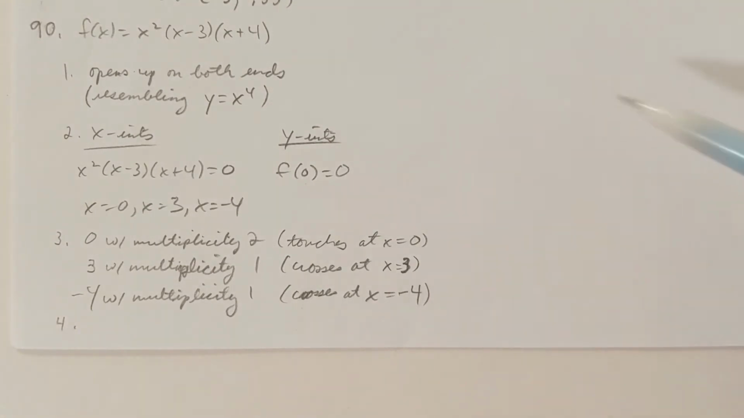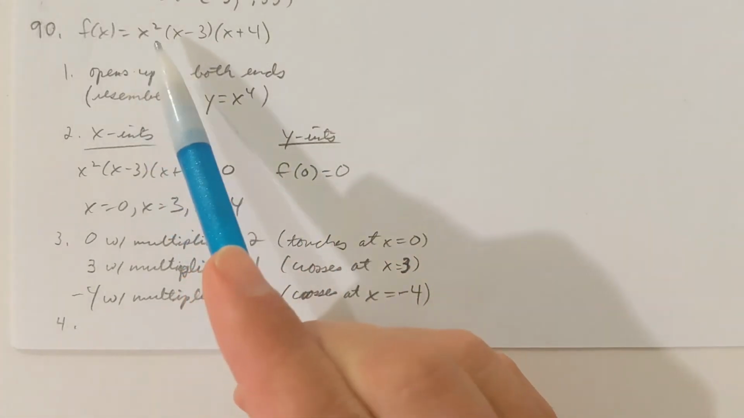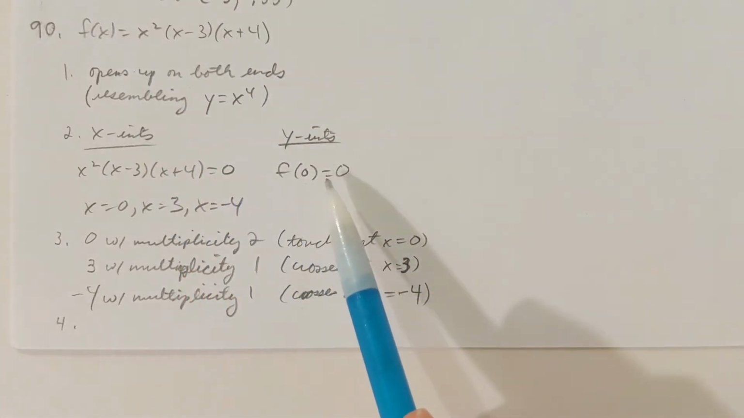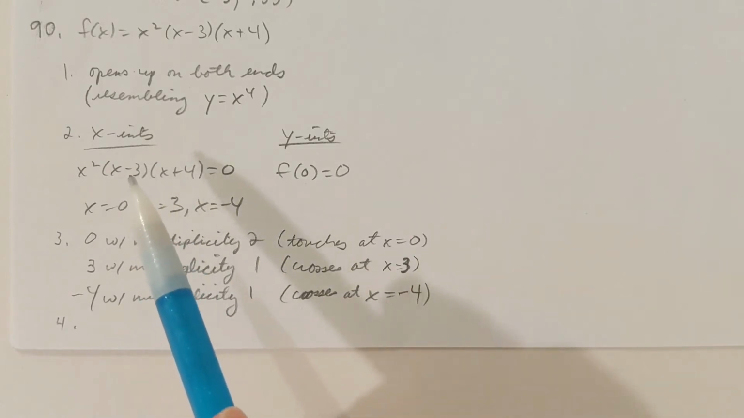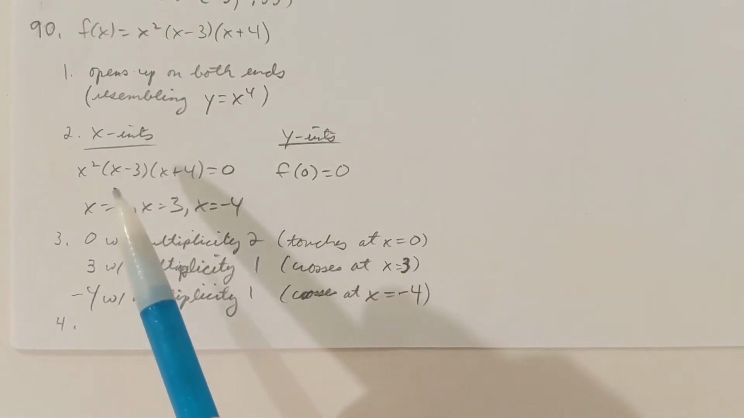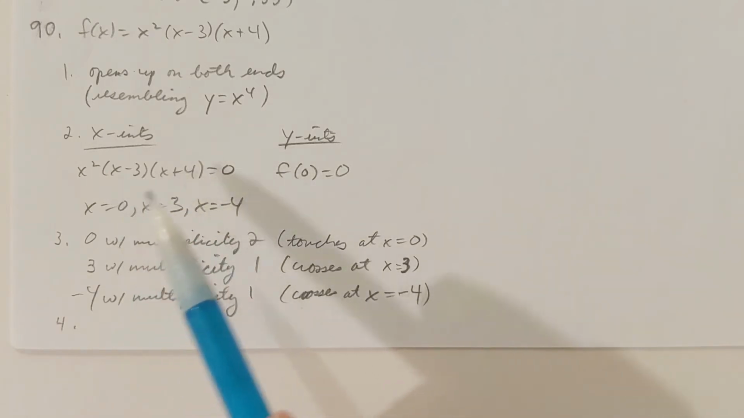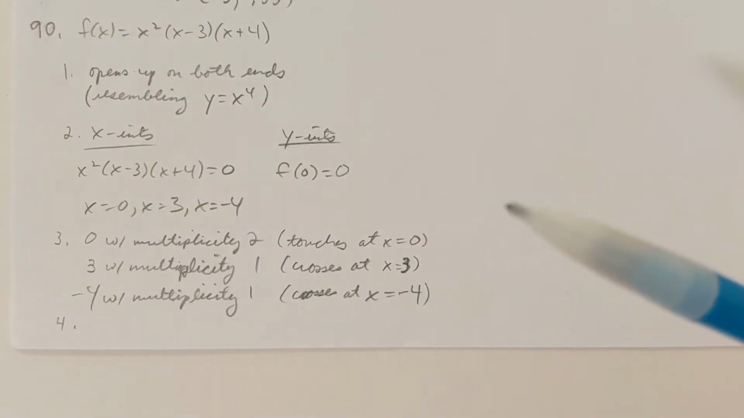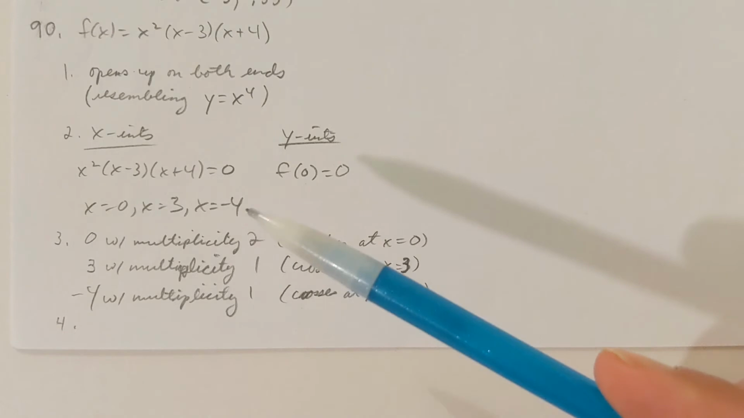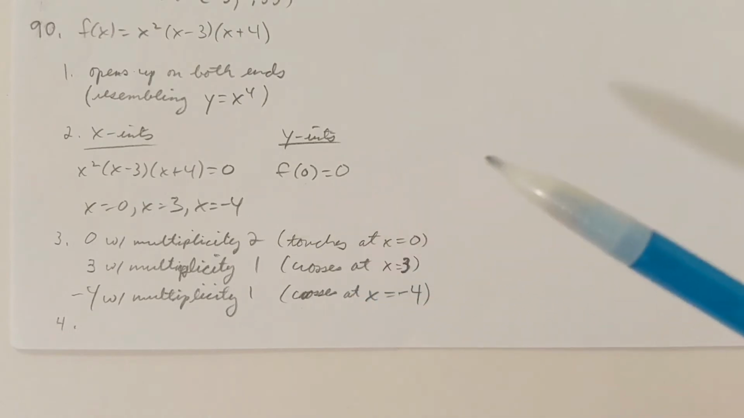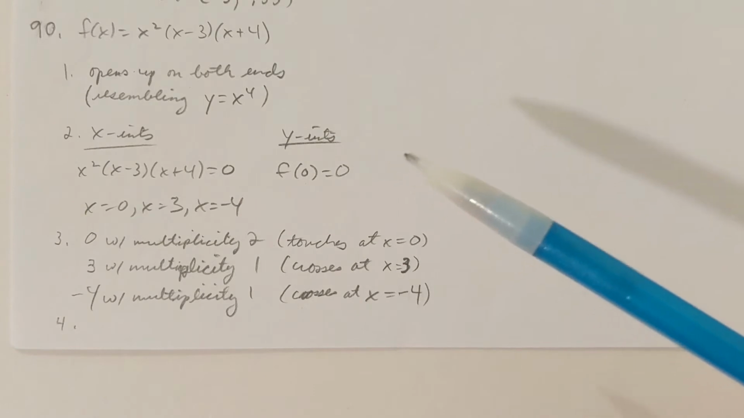Step 2 is to find the x and y intercepts of the graph. Well, to get the x-intercepts, I need to let y be 0. Y and f of x mean the same thing. And to get the y-intercepts, I need to let x be 0. When x is 0, I'm going to have 0 times anything is 0. So (0, 0) is going to be one of the intercepts. To find the x-intercepts, I conveniently already have this in factored form. And so x squared equals 0, x minus 3 equals 0, and x plus 4 equals 0. x equals 0, x equals 3, and x equals negative 4 are the three intercepts there.